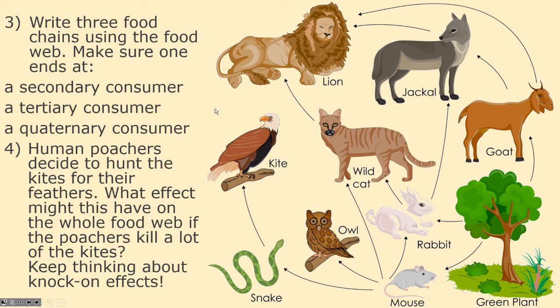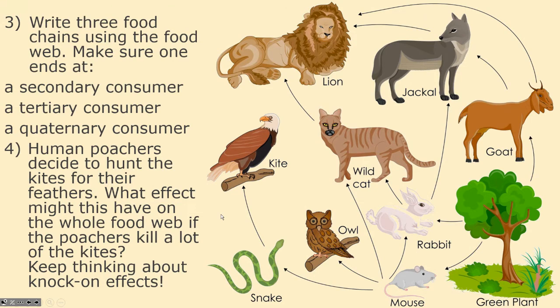Human poachers decide to hunt the kites for their feathers. What effect might this have on the whole food web if the poachers kill a lot of the kites? See if you can keep thinking about knock-on effects. You could probably think, well, okay, if lots of kites are dying, what's that going to cause to happen to the snakes? But then think, well, what happens next after that? And what happens next after that? So pause again, have a go at that.